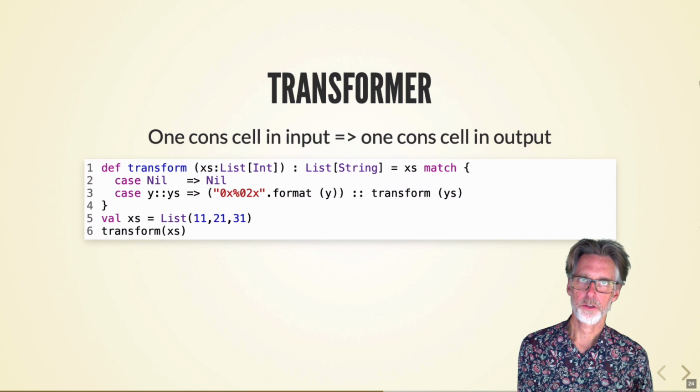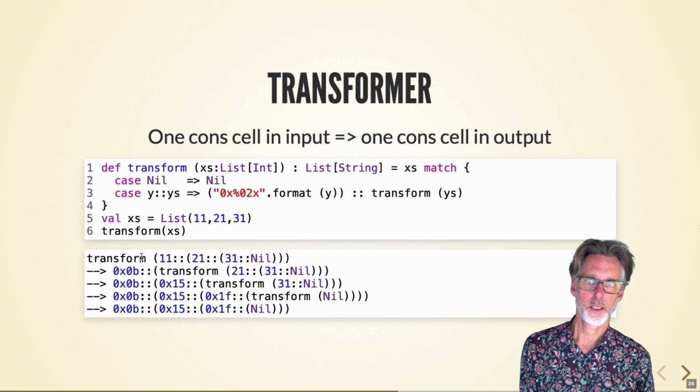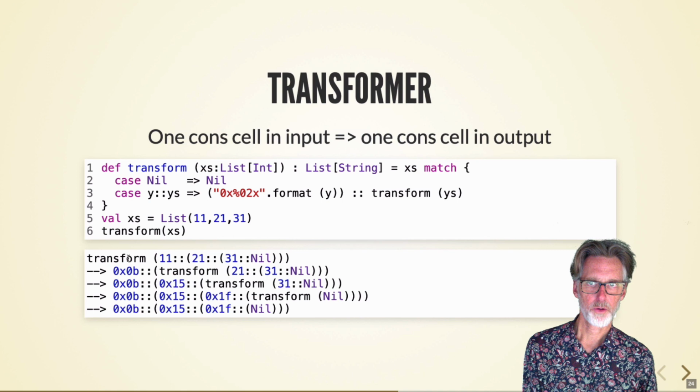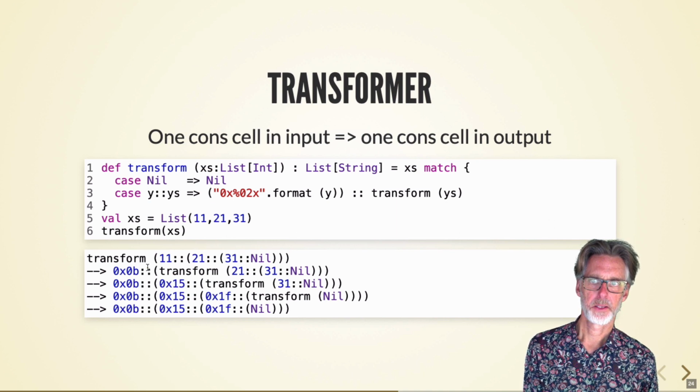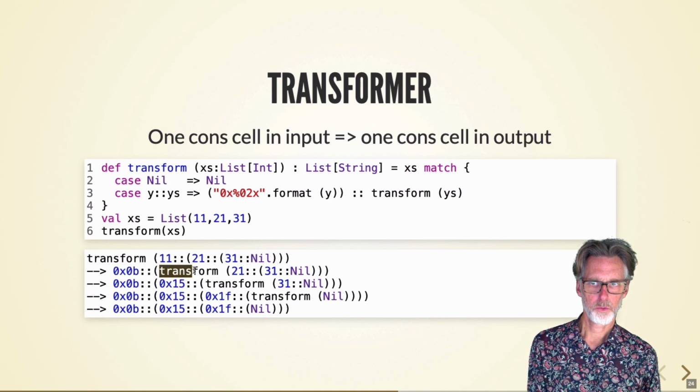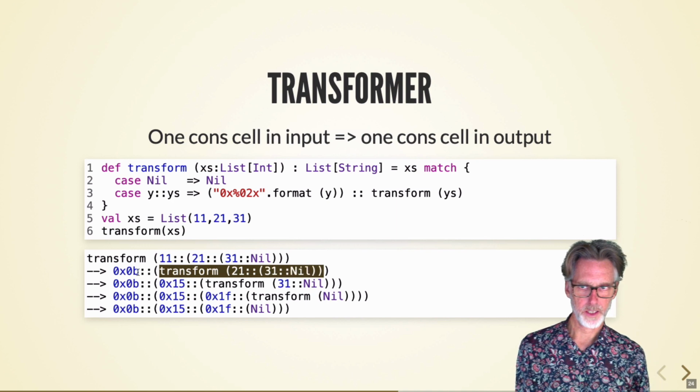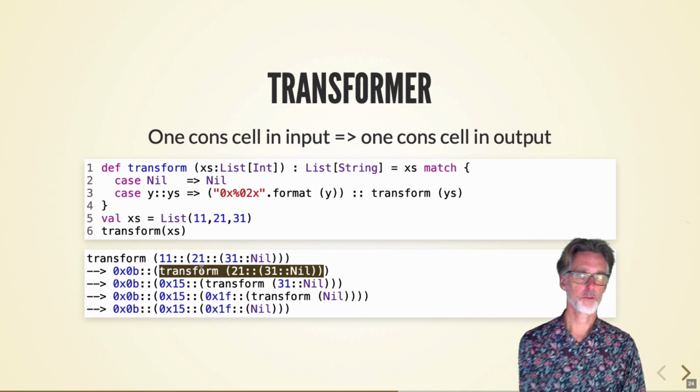Let's return to our original transformer and just step through how it executes. If we start with this list 11, 21, 31, nil, when we apply the transform function, we'll immediately pattern match and, of course, choose the cons case. So here y will be bound to 11 and ys will be bound to the remainder of the list. You can see here when I format 11, I'll get this hex string, and the second half of the resulting cons is going to be a result of a recursive call.